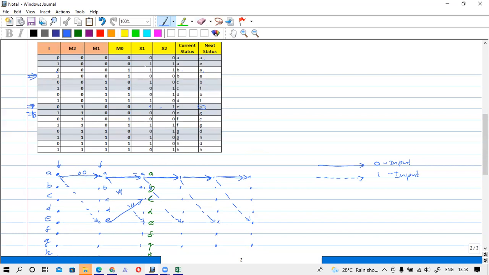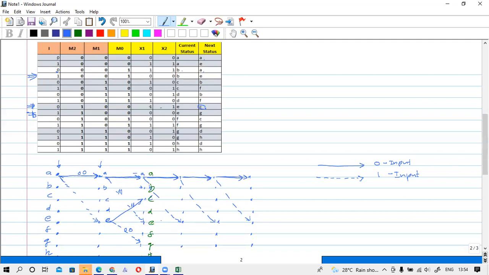So yeah, we stop. So 1, 1, 1, 1, and okay. So here also 1, 1. The output will be 1, 1. Okay, and when the input is 1, the E state moves to G. So at that time, the output is 0, 0. So you will get the output 0, 0 here.